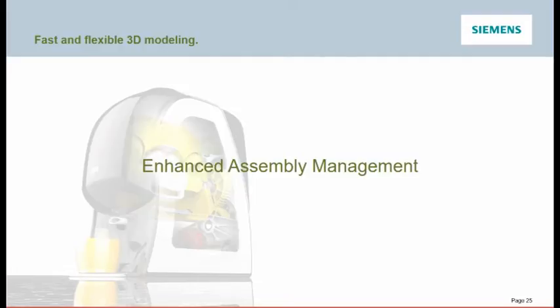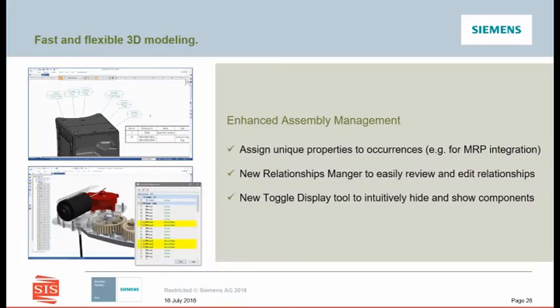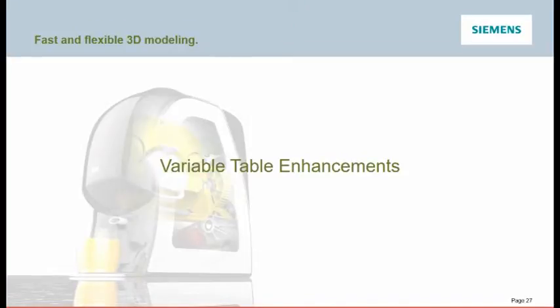Next, to make your assembly work even more productive, enhanced assembly management. ST9 adds some really nice assembly management tools. The ability to assign unique properties to part occurrences. There's also the brand new Relationship Manager, not just for reviewing everything in one place, but also for managing relationships, fixing any issues, or simply making edits.